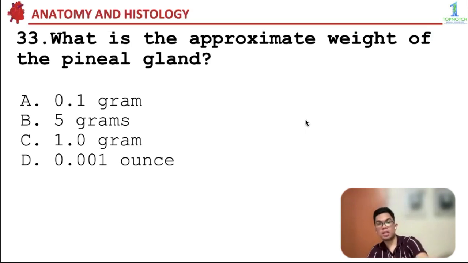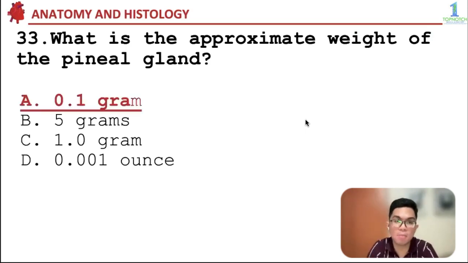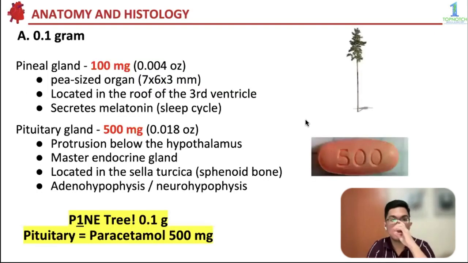Next, what's the approximate weight of the pineal gland? The correct answer is 0.1 grams. So the pineal gland is also your epiphysis cerebri. It is located in the roof of the third ventricle and it secretes melatonin. Whereas your pituitary gland is also known as your hypophysis cerebri. It is the master endocrine gland and is located within the sella turcica of the sphenoid bone.